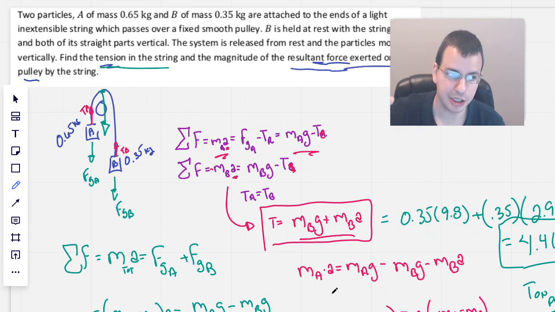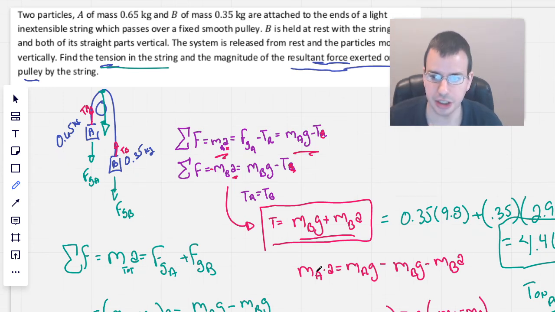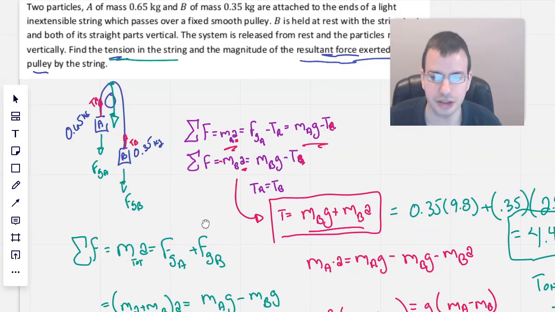I think you might hear it sometimes referred to as an Atwood machine, where you have two blocks sliding up and down. So I hope that helped get the concept, and see you next time.